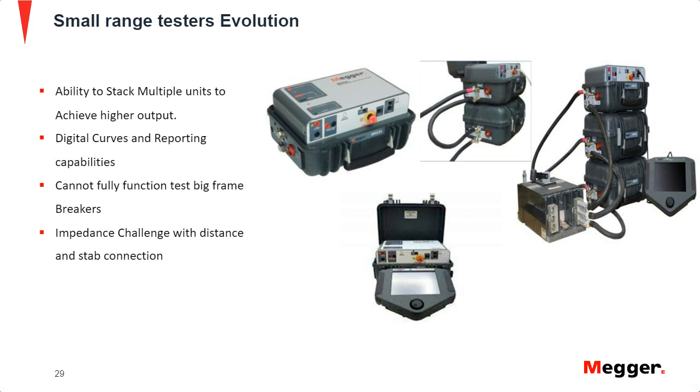Here we have one of our newer primary injection test sets as far as adapting software into the testing now. So here you'll have digital curves and reporting capabilities. But again, you have wires, so you'll have impedance issues. Again, it's small, it can't fully test your larger frame size breakers. So that's why you see here on the right, these ones were paralleled in order to test like an 800 amp breaker. So again, smaller size typically leads to sacrifice of portability.